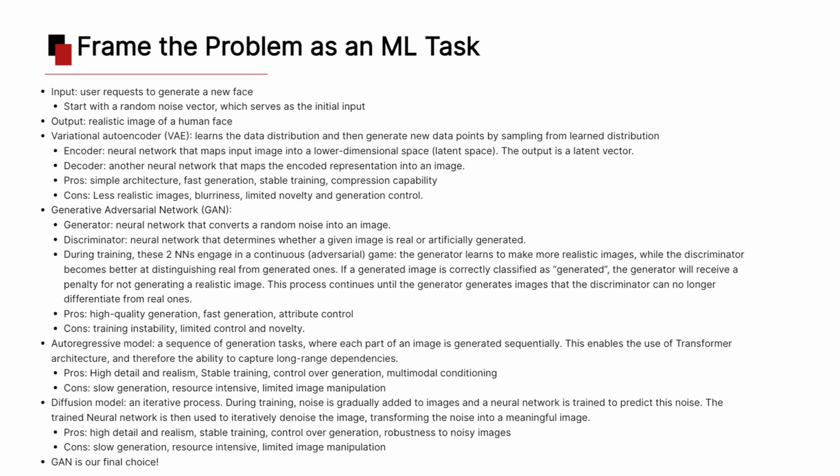3. Autoregressive models. Mechanism. Model images as a sequence of discrete tokens, pixels, or patches. Each token is predicted conditioned on previously generated tokens. Often implemented with transformers for long-range dependencies. Strengths. Excellent detail and realism, fine control over structure. Stable training via maximum likelihood. Weaknesses. Very slow generation, each token or patch is generated sequentially. Memory intensive for high-resolution images.